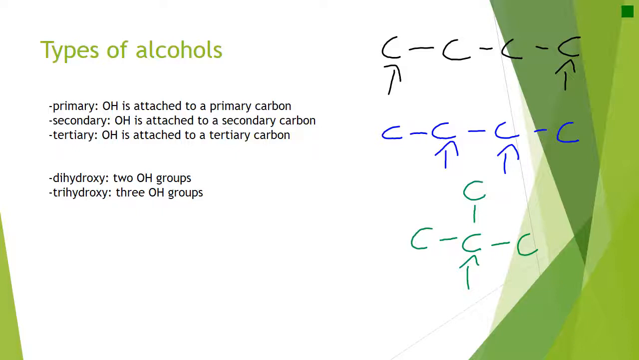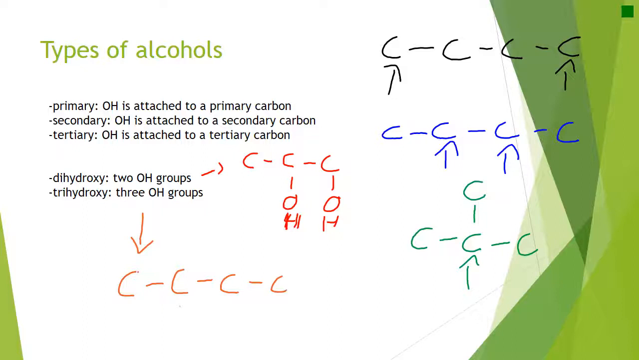Now, you also have dioxy and trioxy alcohols, which are just fancy ways of saying one has two alcohol groups, and the other has three OHs in the group. At first it'll start to seem confusing, but once you get some examples going, it starts to get easier.